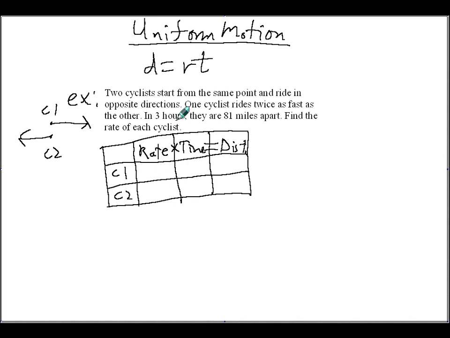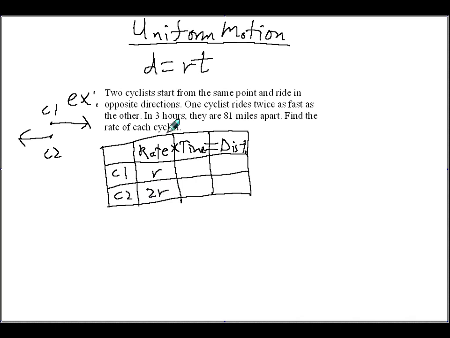So look at this problem again, real carefully. It says one cyclist rides twice as fast as the other. So what that tells us then is that one of them is twice as fast as the other. But we don't know how fast one of them is going. So let's introduce a variable. Let's say cyclist 1 is going at r miles per hour. And cyclist 2 is going to be twice as fast as that. So his speed will be 2r miles per hour.